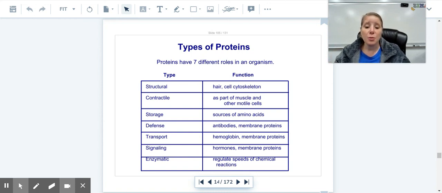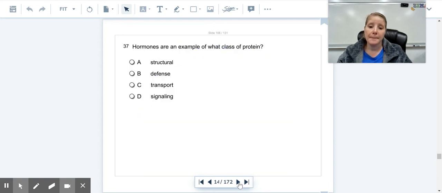Signaling is the next one. Hormones are going to be a type of protein that signal your body to do things, like testosterone and estrogen signal puberty. And then there's also the membrane proteins that signal, hey, I need more water over here, or hey, I need some potassium over here. The last one is enzymatic, and enzymatic proteins regulate the speed of chemical reactions. These are proteins that speed up a chemical reaction.